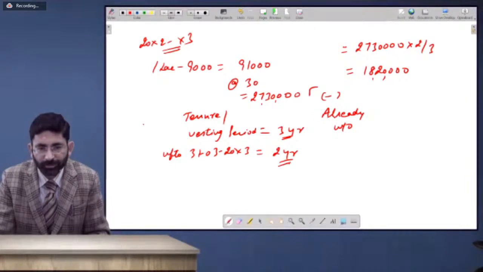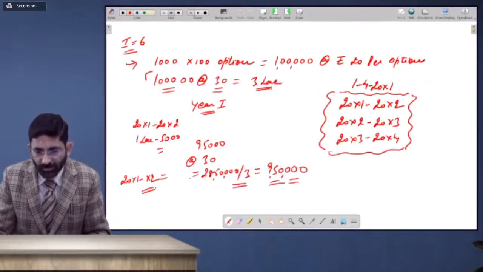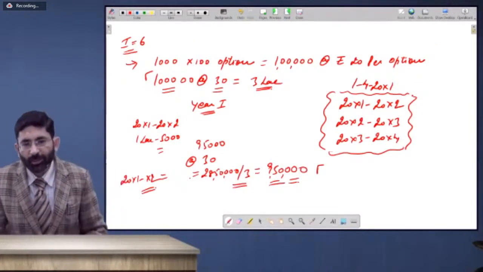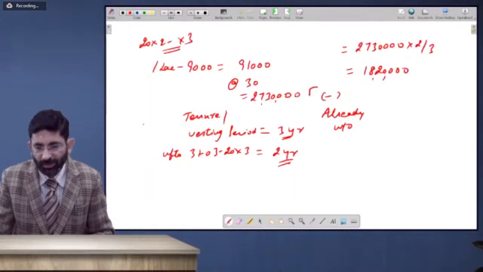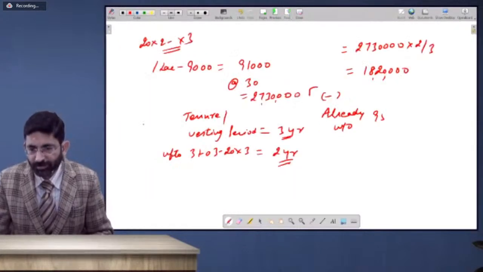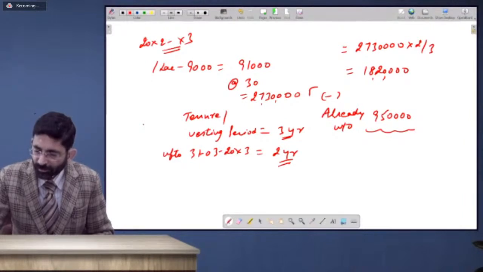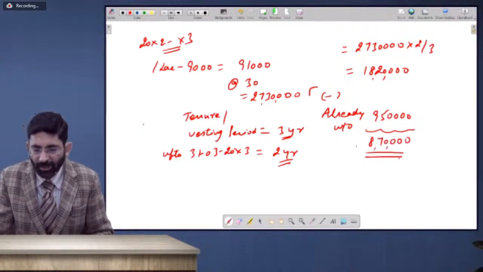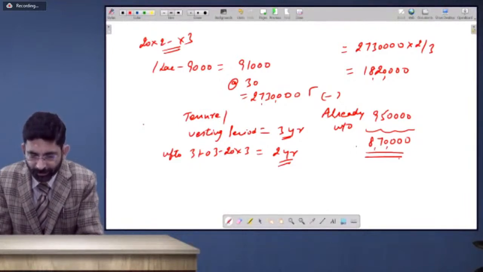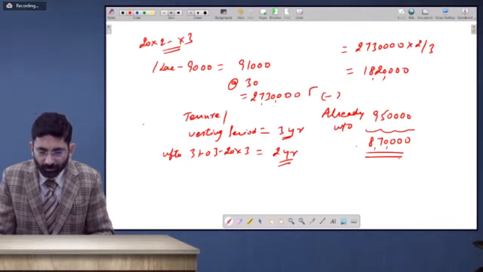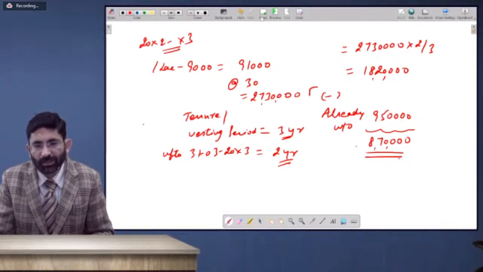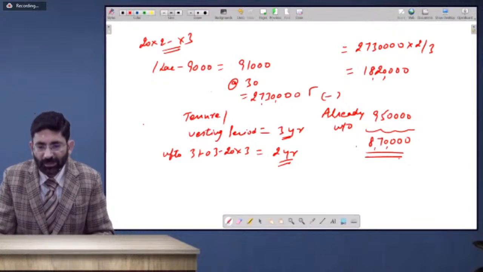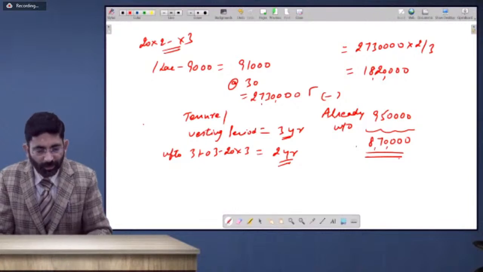How much is already written off? According to my calculation, it is 9 lakh 50,000. In the ICAI module, it is given in a different way, so let's do according to this 9 lakh 50,000. So it is 8 lakh 70,000 to be written off in this year. In the second year, we should write off 8 lakh 70,000. Is that clear? Then we have to go for the third year. Is that clear to everyone? Please note it down, because it is given in your module in a different way.